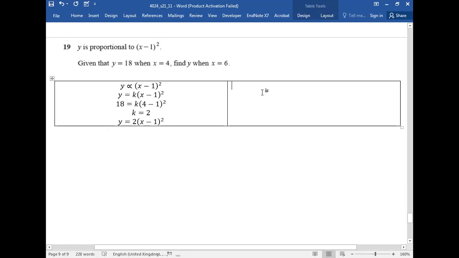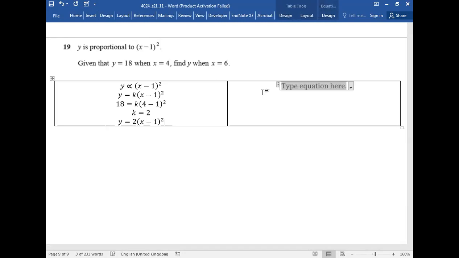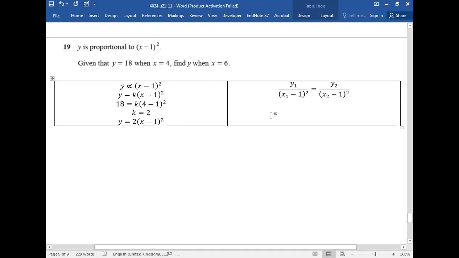करोगे अटेम्प्ट तो पता चलेगा. Attempted again. Okay, let's see. Another thing is, when two quantities are directly proportional, their ratios are same, their ratios are constant. So I can say y1 upon (x1 minus 1) का whole square is equals to y2 upon (x2 minus 1) का whole square. What are the two quantities? y and (x minus 1) squared. If they are directly proportional, their ratios are constant.